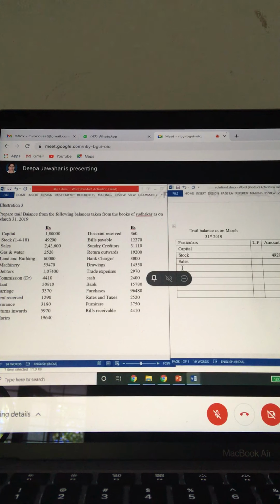Gas and water. Gas and water is an expense. Debit.